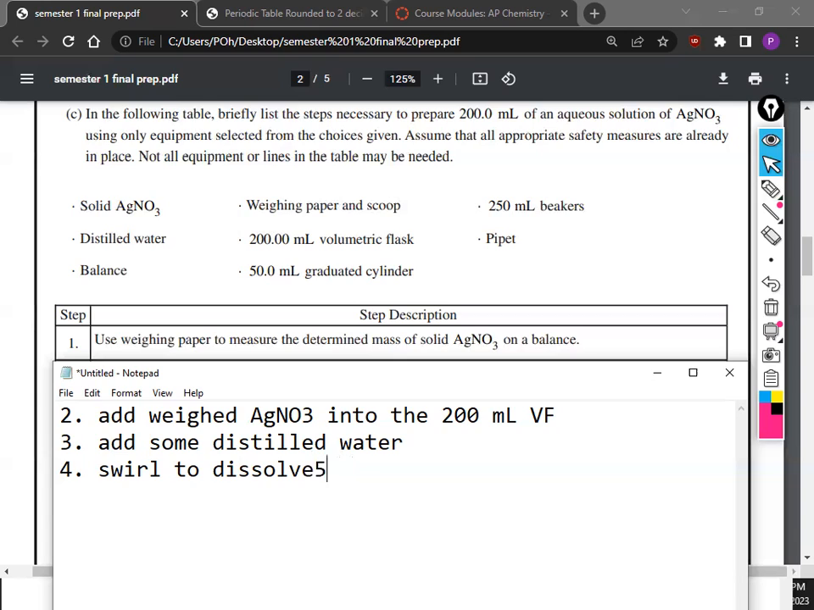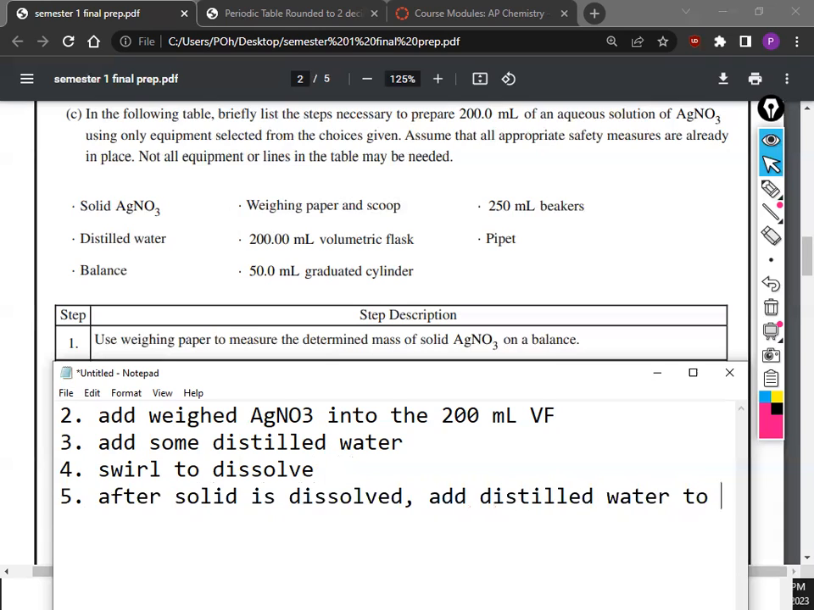Next thing you're gonna want to do is, after the solid is dissolved, add distilled water to the line. The technical term, if you want to write it, is calibration mark, but I don't even use that term. Fill water to the line and mix again. And that's it. Basically, put in your solid, add some water, swirl it till it dissolves, and then add water to the line, swirl one more time to make sure there's even distribution, and then you're done. If you added more stuff to this, that's okay. This is the bare bones of what you need to get full credit.